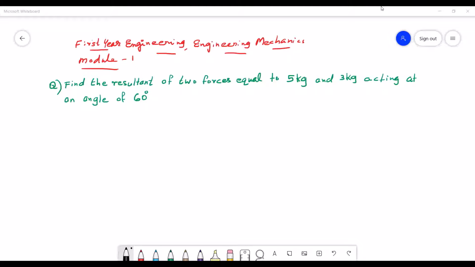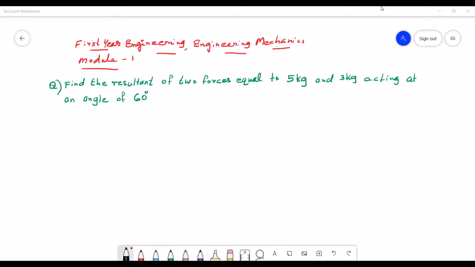Today we will do some questions in engineering mechanics. First of all, let us attend one question. Find the resultant of two forces equal to 5 kg and 3 kg acting at an angle of 60 degree.